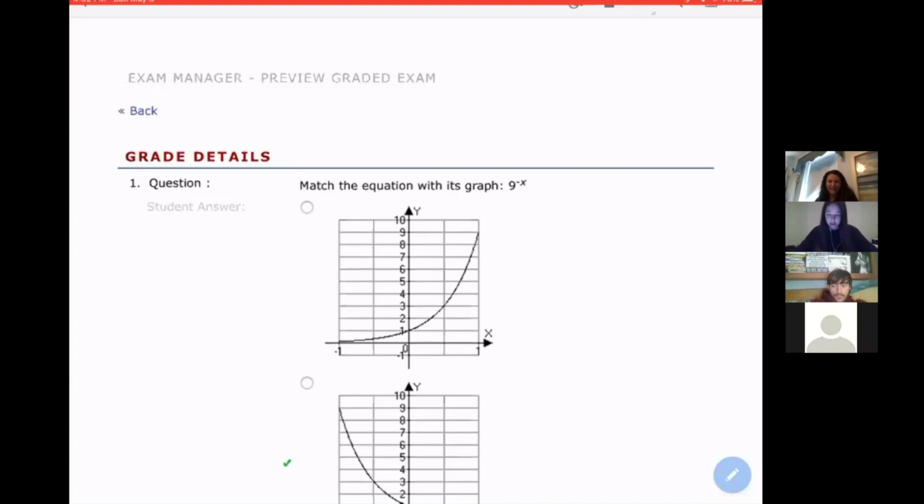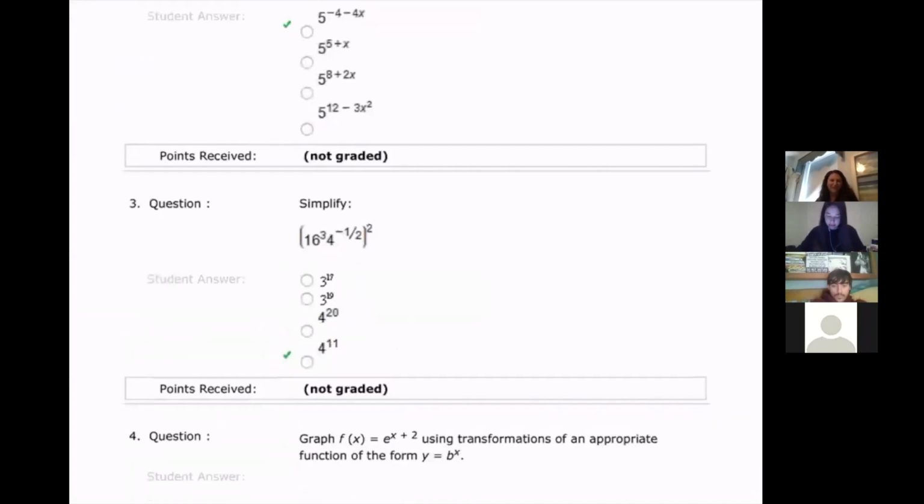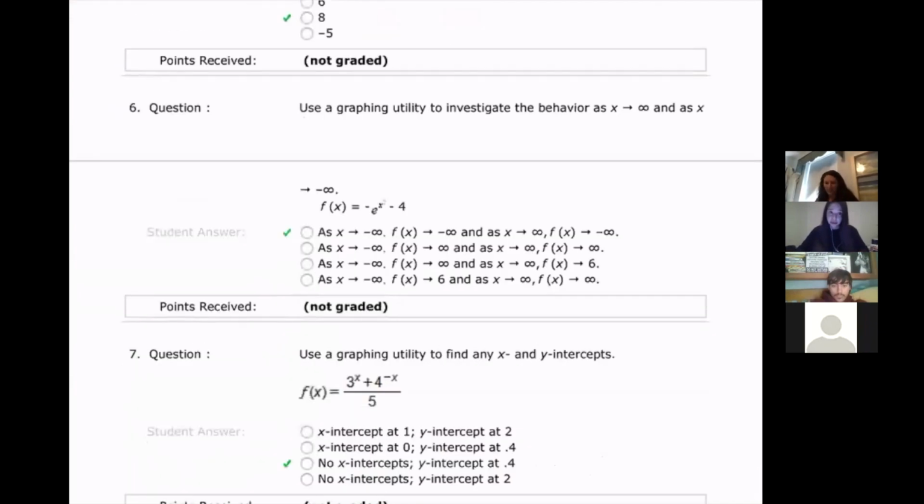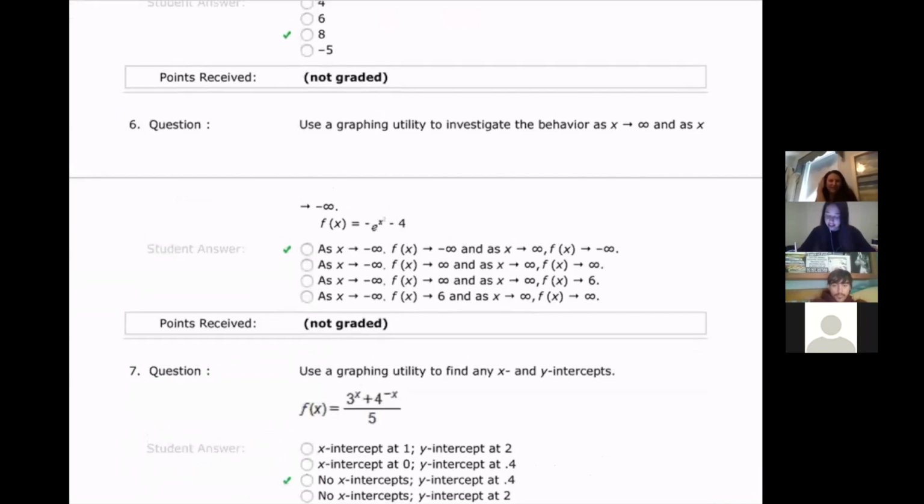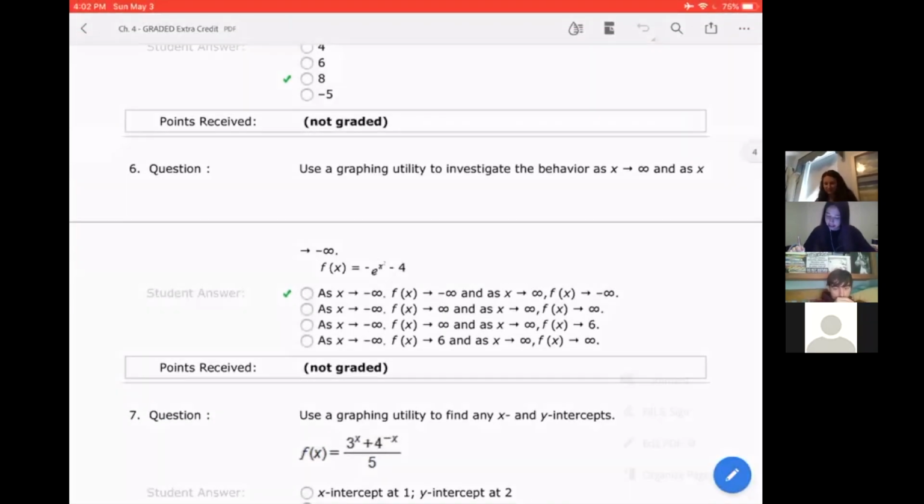Yeah, for number 6, I don't know how to do it. Yep, no worries. Yes, these are difficult. All right. So for number 6, let me comment on this one.